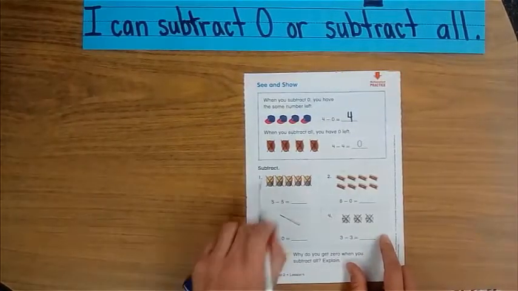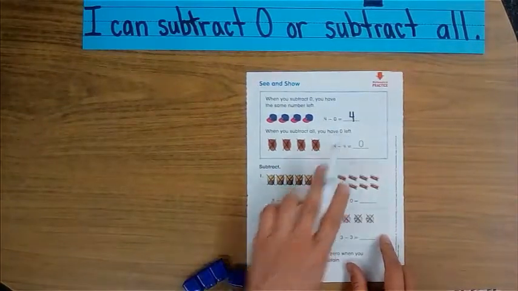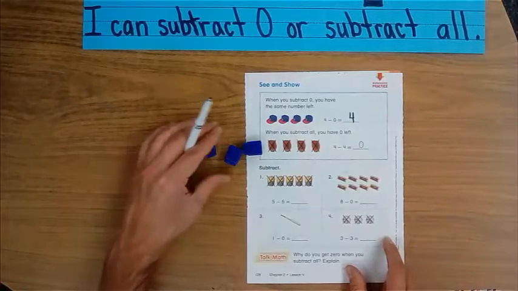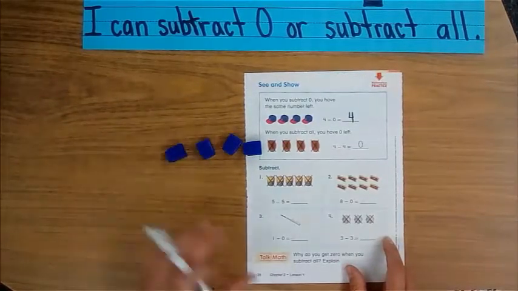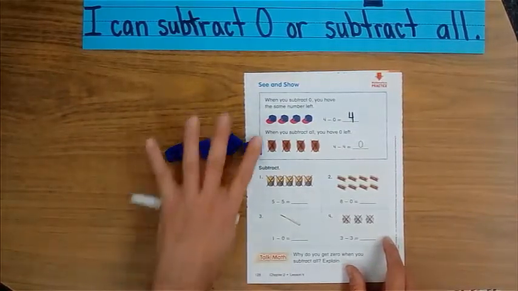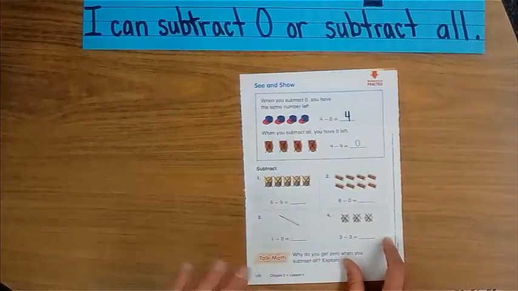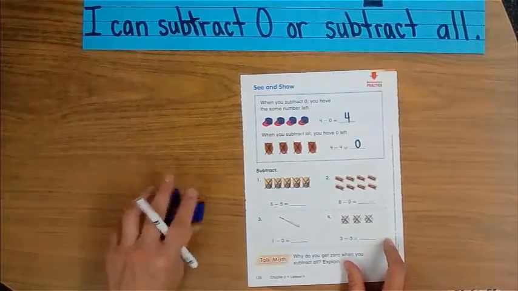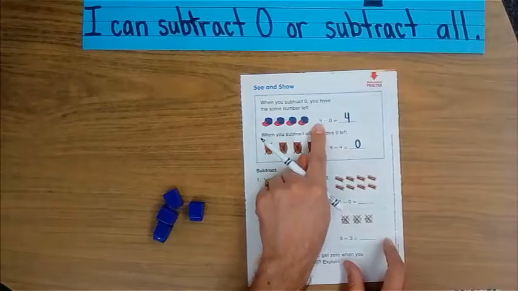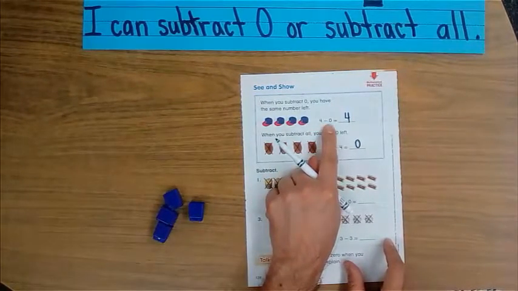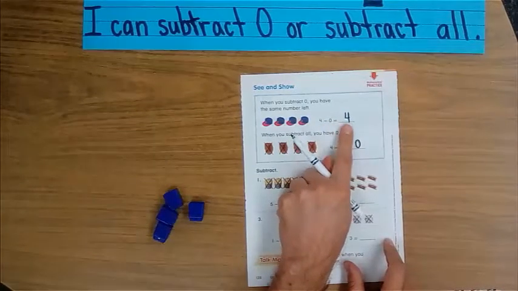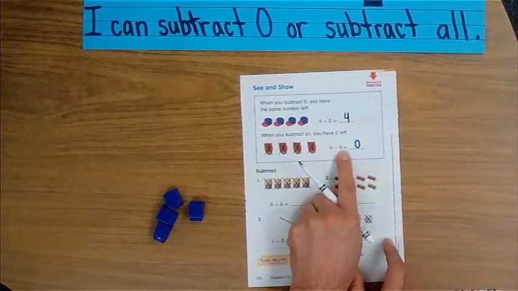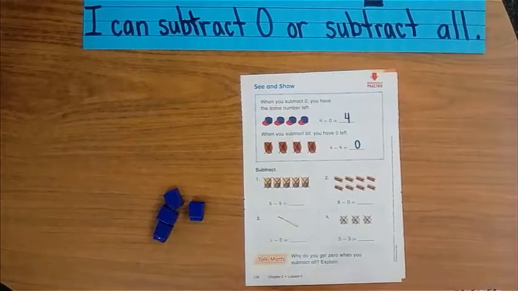And it says, when you subtract all, you have 0 left. So again, we have 4 items, and then we take away 4. That's right, that makes 0. And we talked about this pattern before, right? If you have 4 and you take away none of it, you still have the same number left. Or if you have a number and you take away the same amount, then you have 0 left.